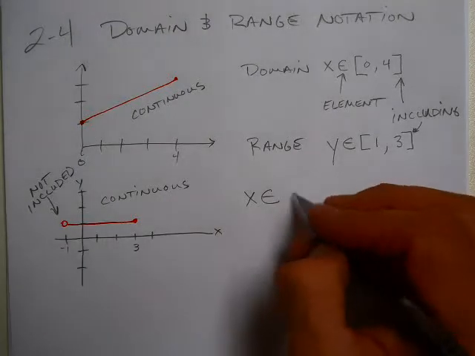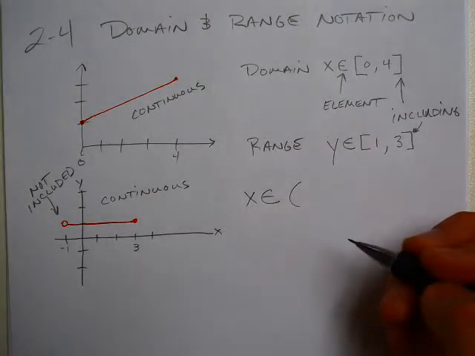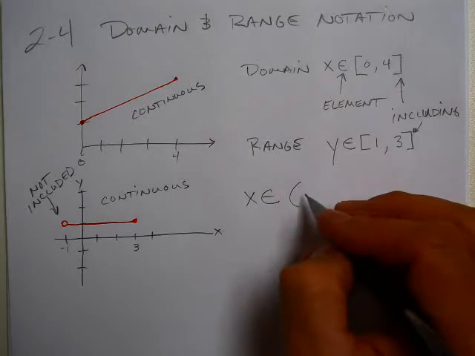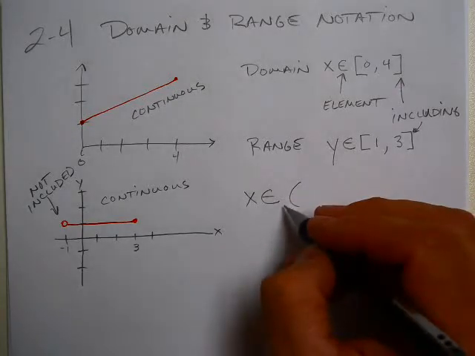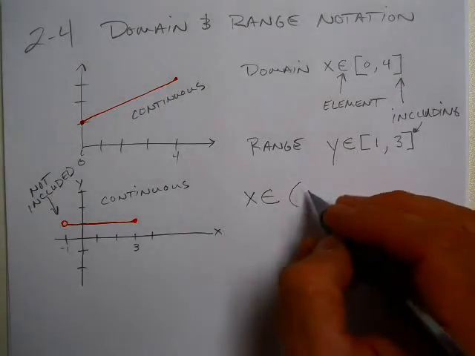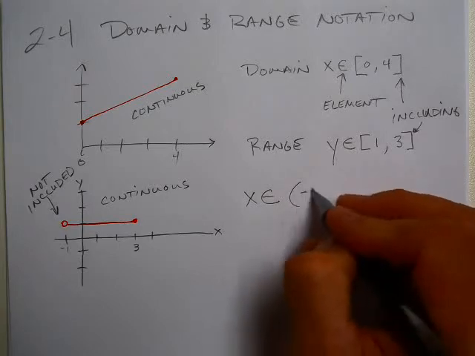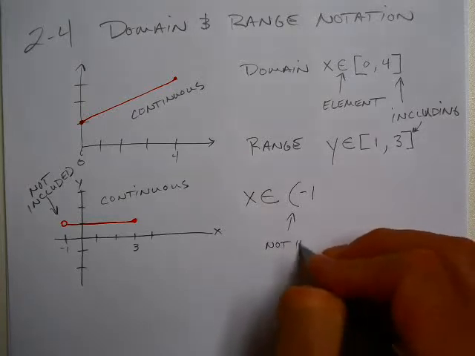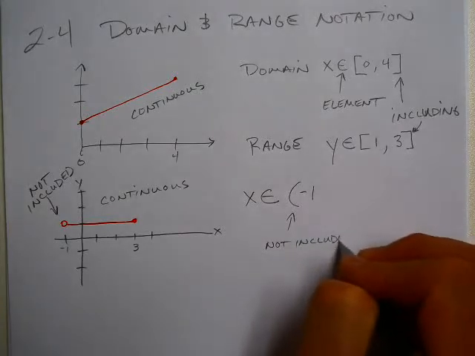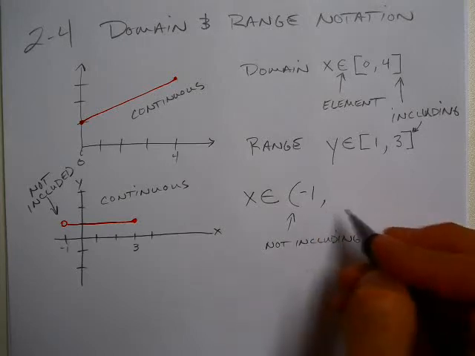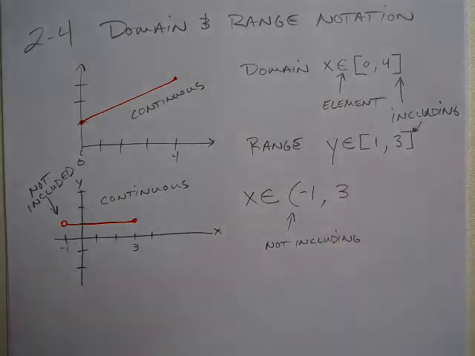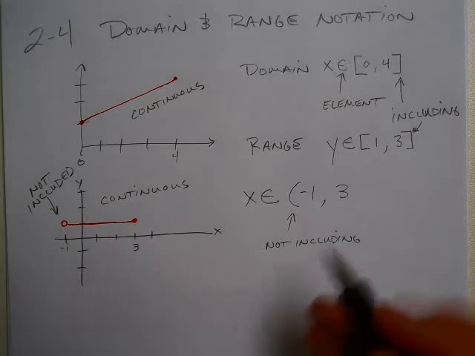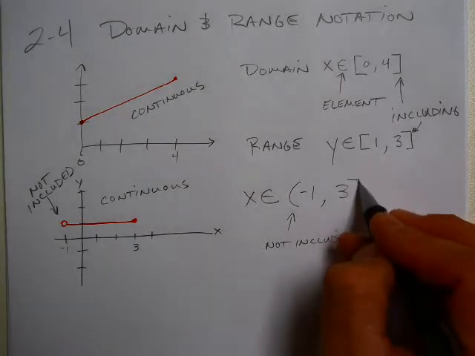So here's how I do the not included. Instead of using a bracket, I use a parenthesis. So x is an element of the set starting at -1 but not including it, and it goes to 3. Do I include the 3 with the bracket or not? It's included, right. It's a dot that's filled in.